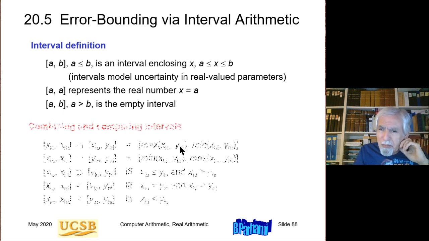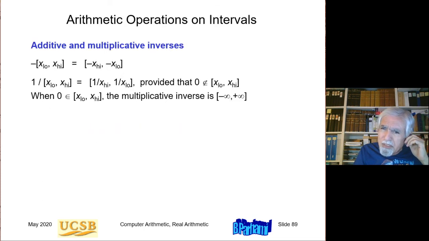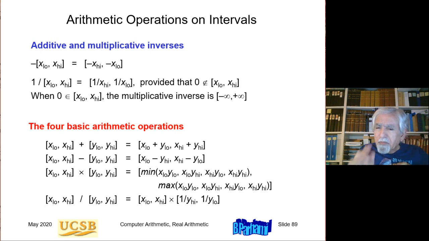So let me skip some of these slides. In interval arithmetic, each number is represented by a lower bound and upper bound.